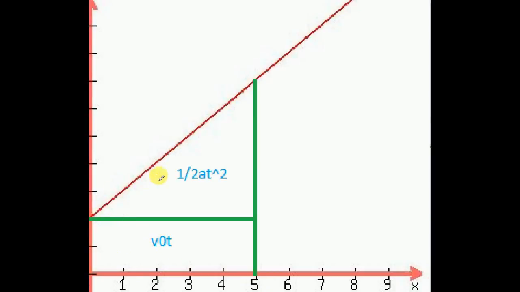We can then see that 1/2 at squared is actually the average increase in velocity, or the total acceleration, which is at, multiplied by 1/2, because there's two data points, one where there's 0 acceleration and one where there's maximum acceleration, multiplied by the time. So you get this kind of triangle figure.